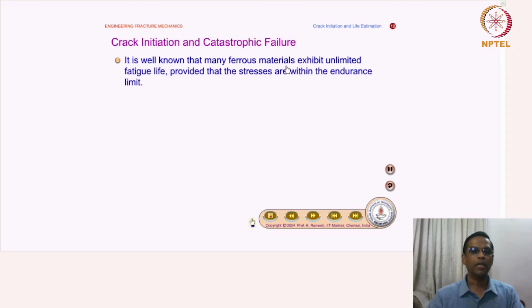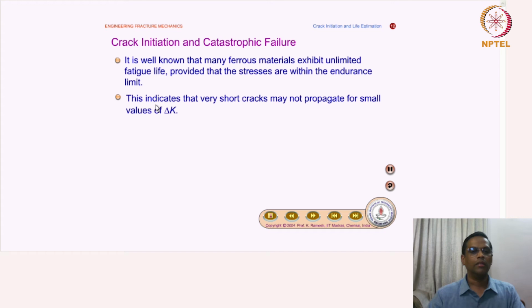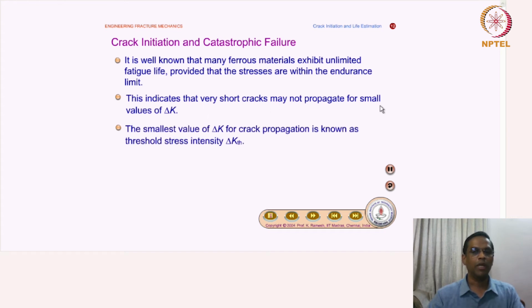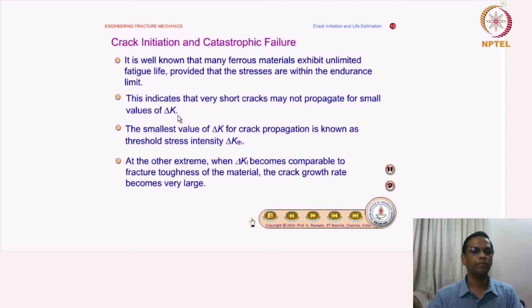It is well known that many famous materials exhibit unlimited fatigue life, provided that the stresses are within the endurance limit. This indicates that very short cracks may not propagate for small values of delta K. The smallest value of delta K for crack propagation is known as the threshold stress intensity factor, a very important parameter in fracture mechanics as well as fatigue. It is a characteristic of a material, and it has a lot of influence on the fatigue behavior as well as the fracture behavior. We will look at that in detail in the coming slides.